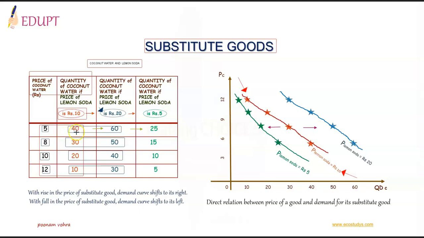So there is an increase in demand, which is shown by the rightward shift of the demand curve. This implies that with the rise in price of a substitute good, demand for the good rises, represented by rightward shift. Now suppose price of lemon soda falls to rupees 5.